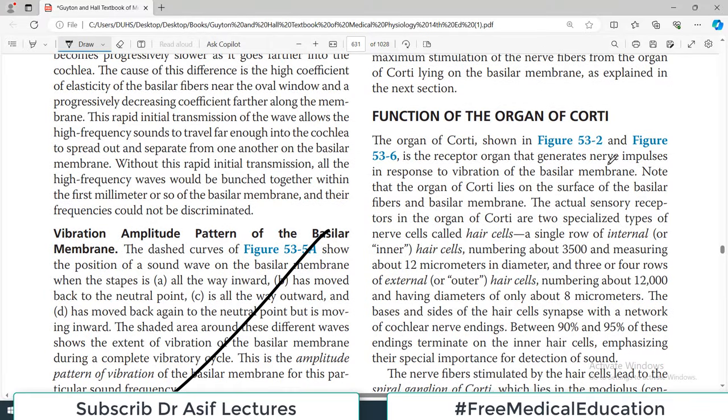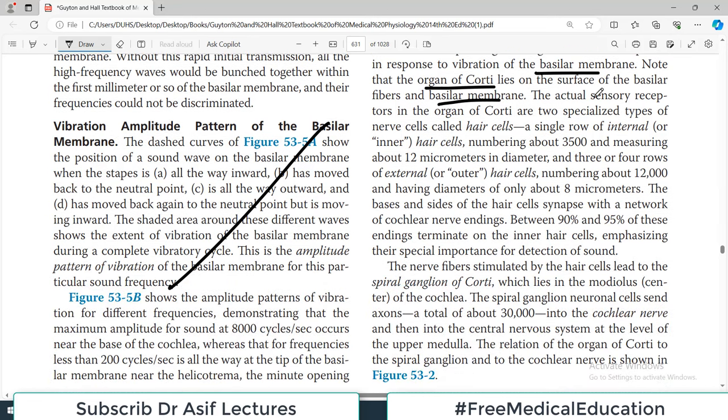It is the receptor organ that generates nerve impulses in response to the vibration of the basilar membrane. Note that the organ of Corti lies on the surface of the basilar fiber and the basilar membrane. The actual sensory receptors of the organ of Corti are two special types of nerve cells called the hair cells. A single row of inner hair cells, about 3,500, not important for you to remember. And then 3 to 4 rows of the outer hair cells, which are even more in number and smaller in size.